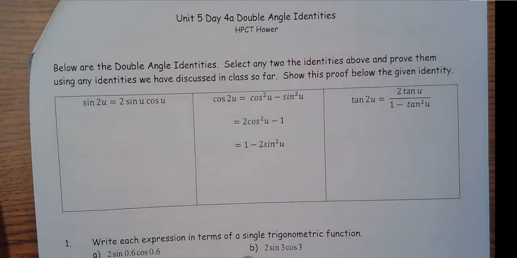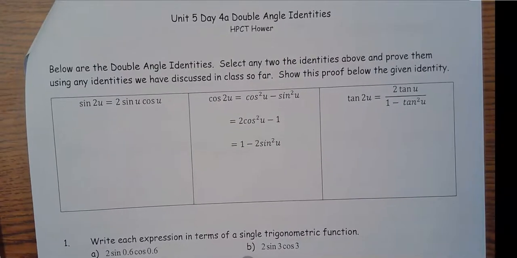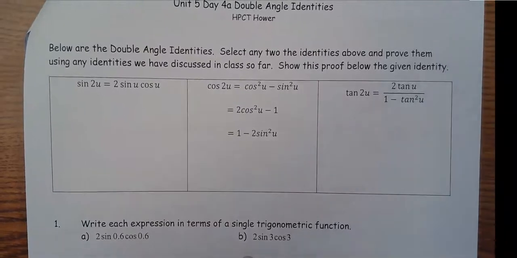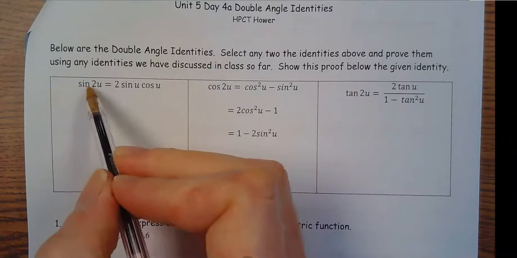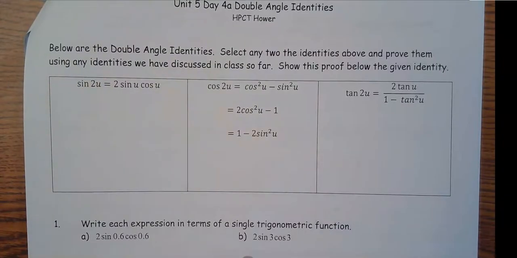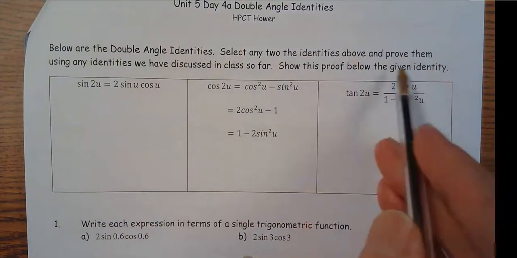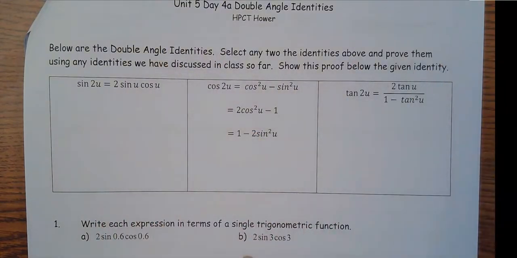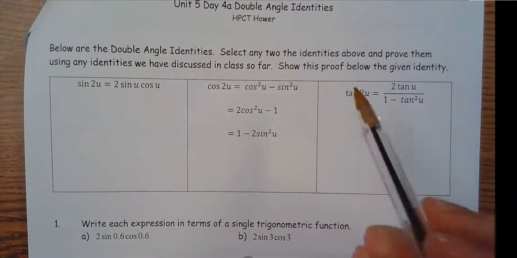Okay, day 4a, we're going to keep going with some new identities. We've got what's called a double angle identity. And a double angle, we're just looking at if it's sine 2u. And we can prove this pretty quickly. It says select any two of the identities below, and prove them.